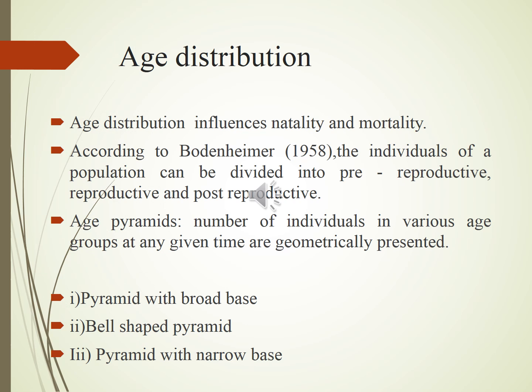Age distribution. It influences natality and mortality rates. According to Bodenheimer, the individuals of population can be divided into pre-reproductive, reproductive, post-reproductive. Age pyramids. Number of individuals in various age groups at any given time are geometrically presented. Pyramids are of three types: pyramid with broad base, bell-shaped pyramid, pyramid with narrow base.